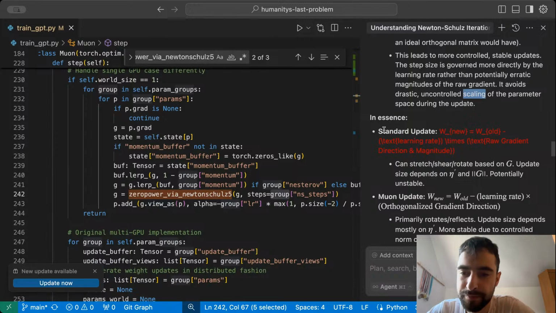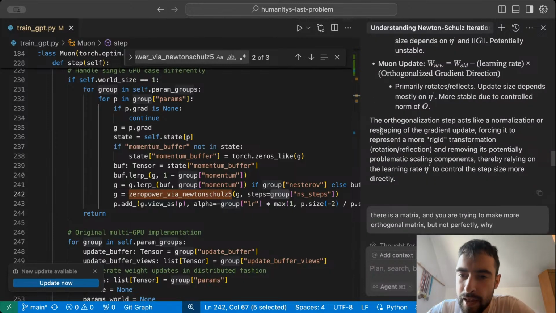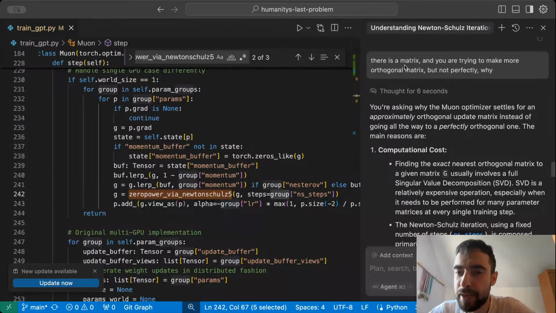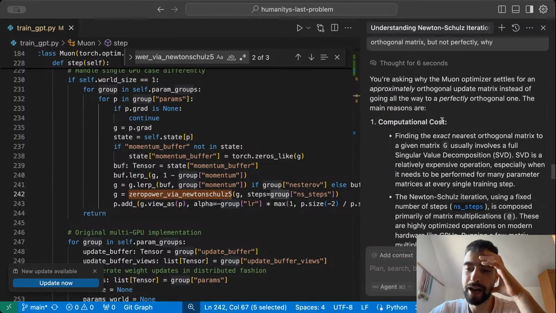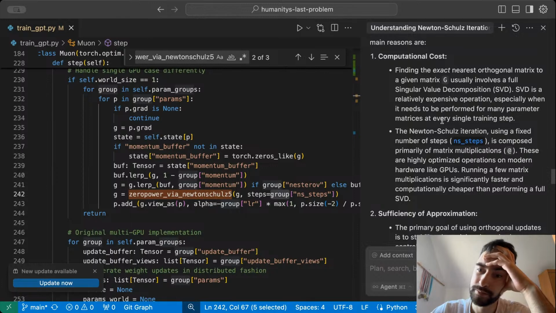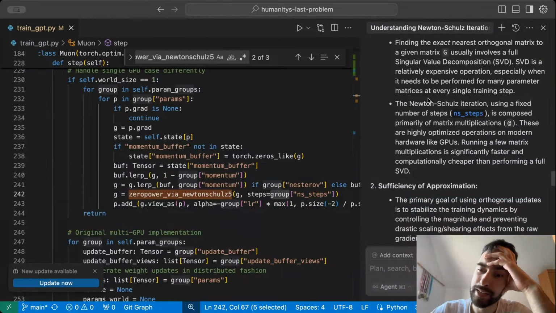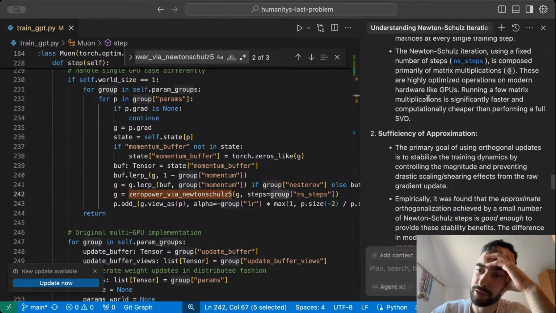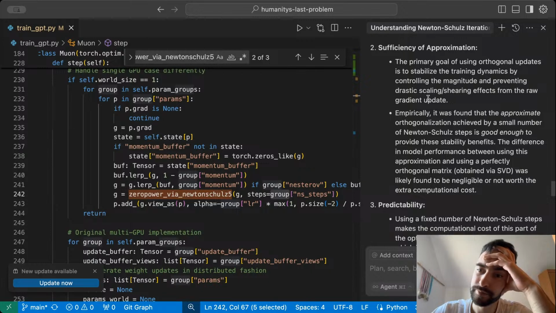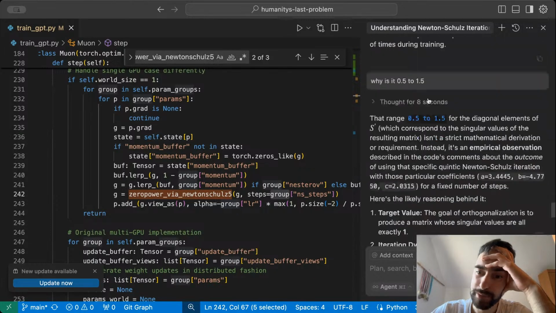Okay, let's continue. Let's skip this. I'm done with this. Okay, there is a matrix, and you are trying to make a more orthogonal matrix, but not perfectly well. I think we already understand this. Finding exact is difficult. You need to approximate. Okay, well, let's skip this.